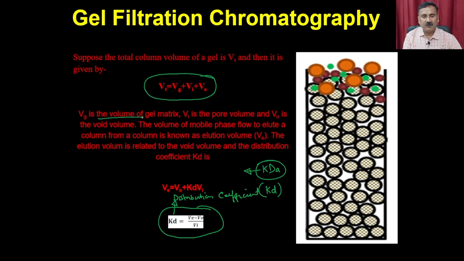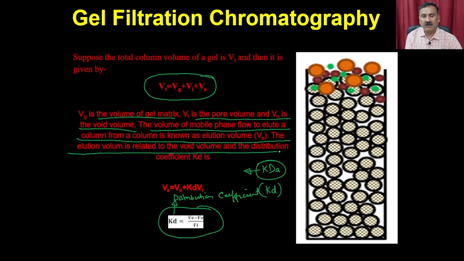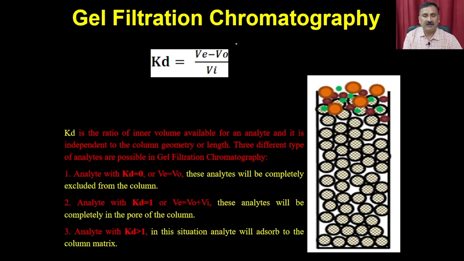So VT is the total volume of the gel, VI is the pore volume, and VO is the void volume. The volume of mobile phase required to elute a molecule from a column is known as the elution volume. The elution volume is related to the void volume and the distribution coefficient as VE equals VO plus KD times VI. So using this, you can calculate the distribution coefficient.